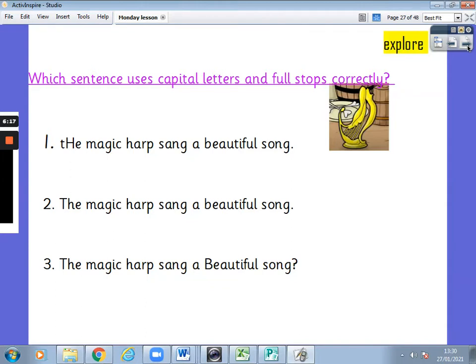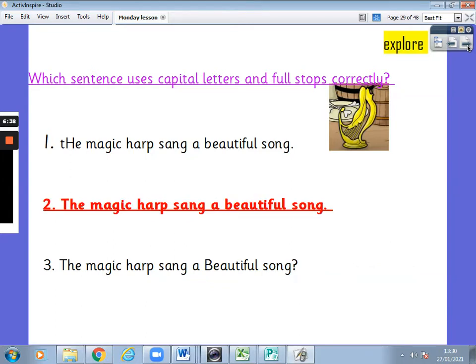Let's have one more try. Which sentence uses capital letters and full stops correctly? Number 1. The magic harp sang a beautiful song. Number 2. The magic harp sang a beautiful song. Number 3. The magic harp sang a beautiful song.